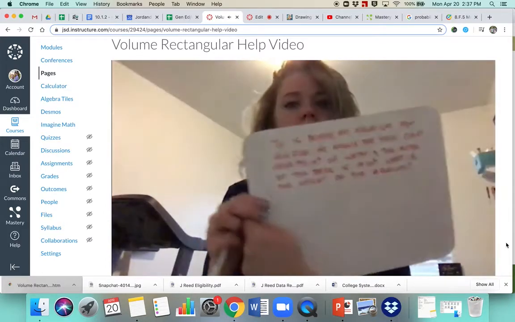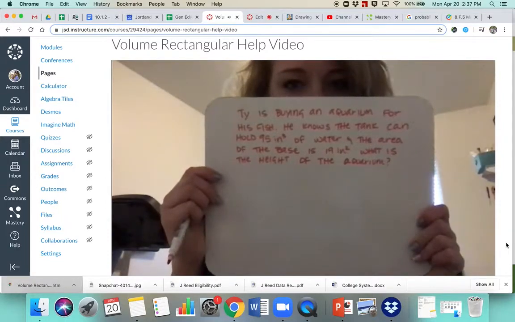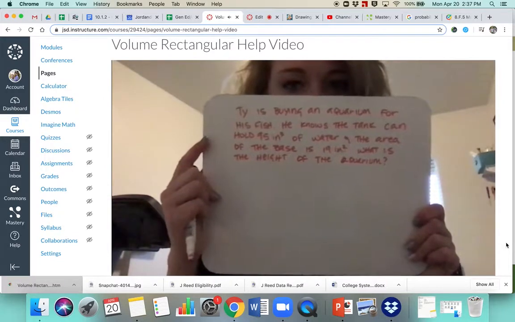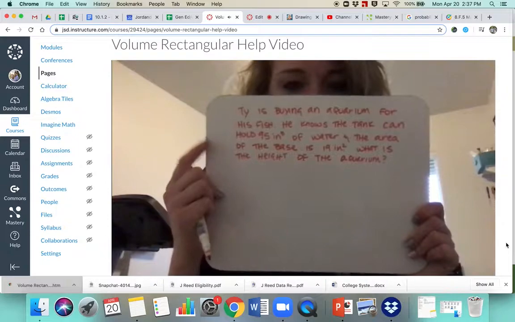So this problem says, Ty is buying an aquarium for his fish. He knows the tank can hold 95 inches cubed of water, and the area of the base is 19 inches squared. What is the height of the aquarium?